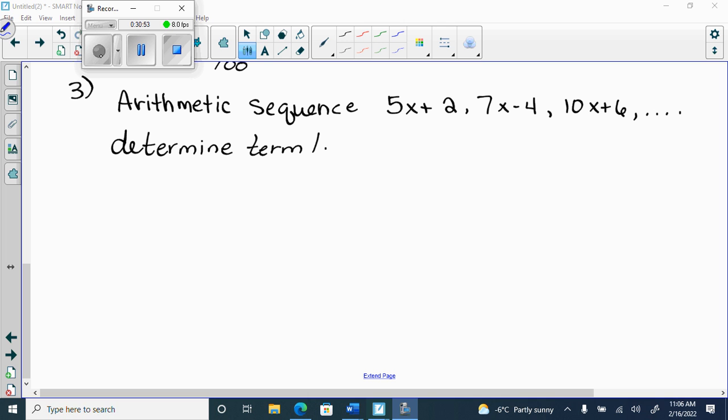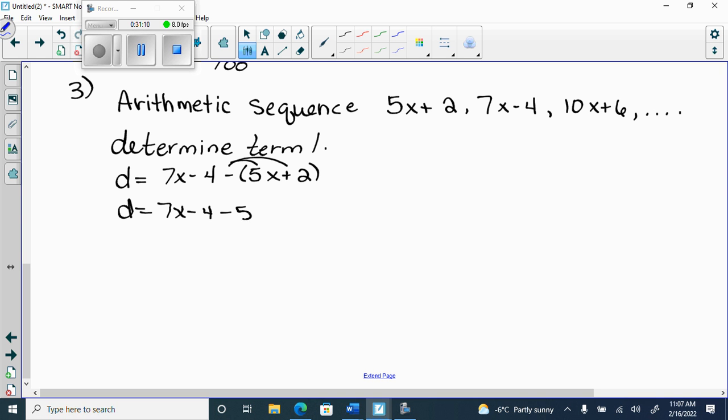This one we get D equals 7x minus 4 minus 5x plus 2. Remember the negative sign has to go to both terms. So we get D equals 7x minus 4 minus 5x minus 2. Then we collect like terms. 7x minus 5x is 2x. Minus 4 minus 2 is minus 6. So you have to watch yourself because you have to remember that if it's a binomial, you have to subtract both.